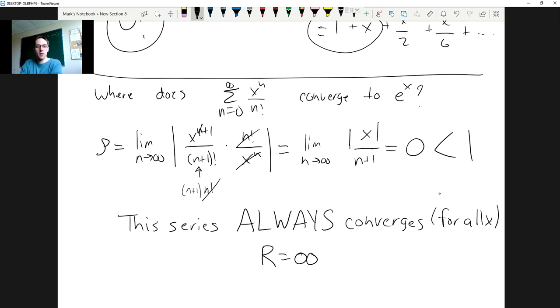We now know that this series converges to e to the x. And that's a really powerful idea, because now we can find out what a whole bunch of other series that are related to it converge to.